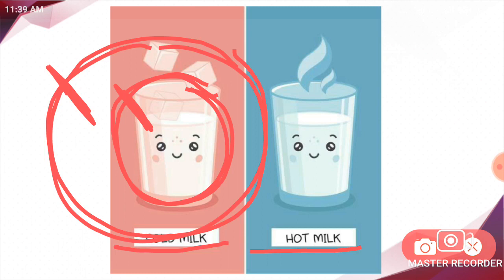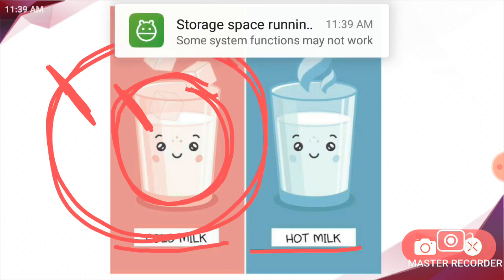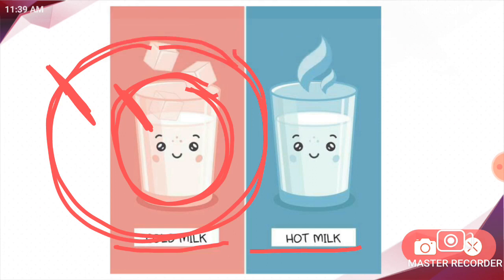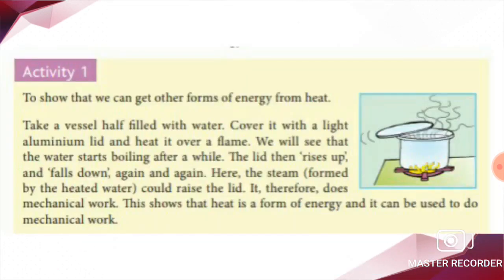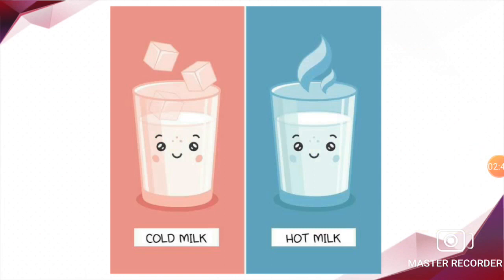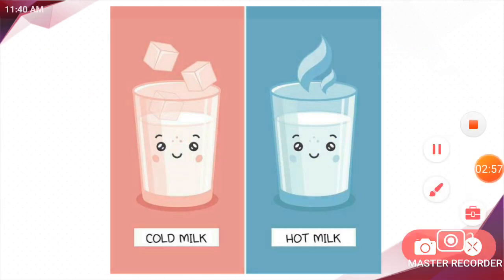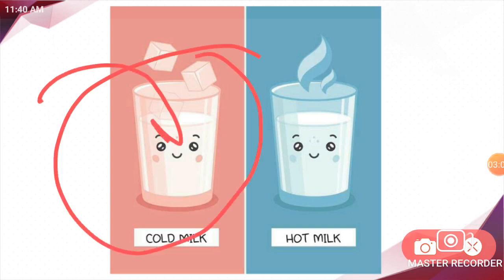Then let me ask you one thing: does heat energy transfer from the surrounding to the cold milk, or from the cold milk to the surrounding? Well, transfer of heat energy always takes place from a body at a higher temperature to one at a lower temperature. So, here the transfer of heat energy takes place from the surrounding to the cold milk. That's why the cold milk warms up.